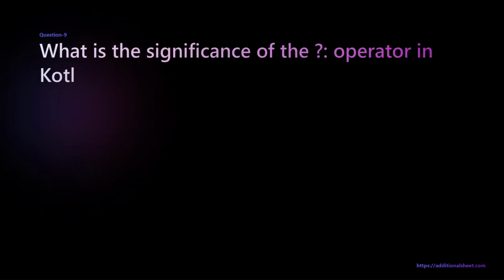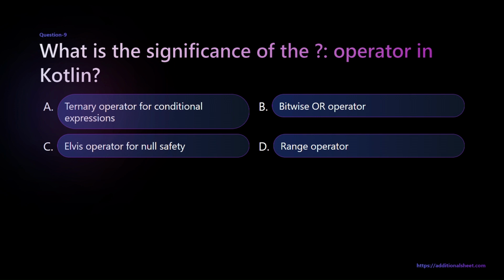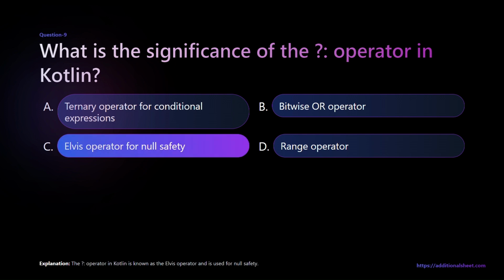What is the significance of the ?: operator in Kotlin? Option A, ternary operator for conditional expressions. Option B, bitwise OR operator. Option C, Elvis operator for null safety. Option D, range operator. The correct answer is Option C, Elvis operator for null safety.